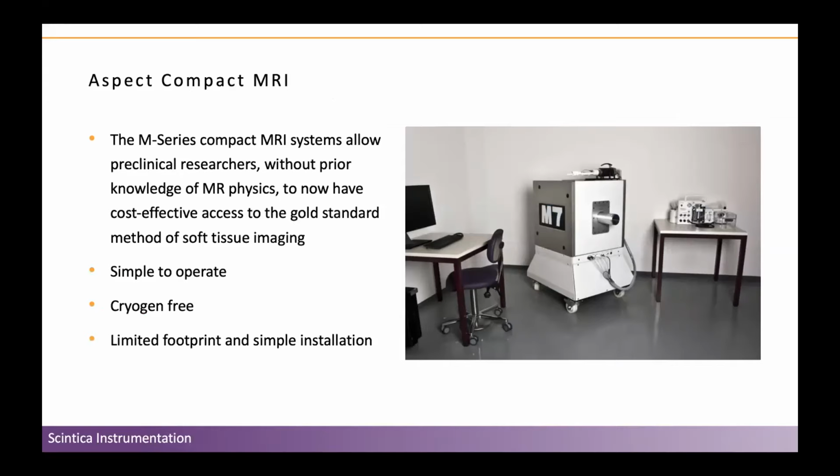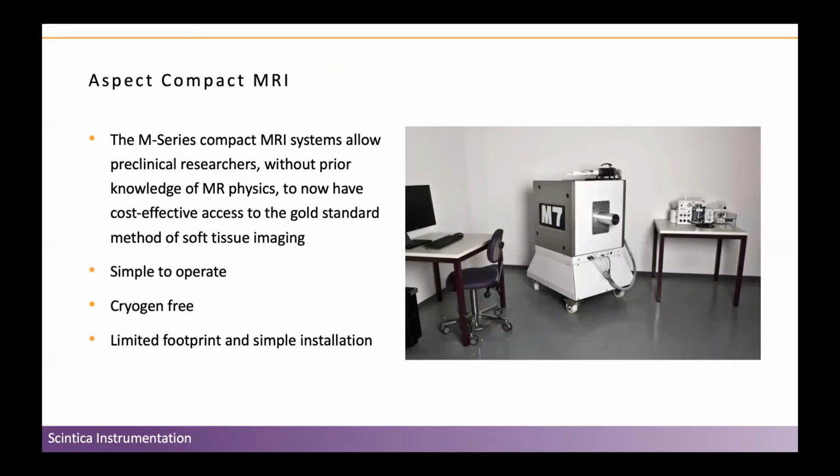Now, we did discuss MRI, and one of the products, again, that we offer is the Aspect Compact Preclinical MRI. So this M-Series Compact MRI is really, really easy to use. And as you can see right there, anyone who's familiar with MRI is probably going to blink and look at this twice. That is the real size of that system. And that is a normal size chair sitting right beside it. So this is an incredibly compact and low footprint system.